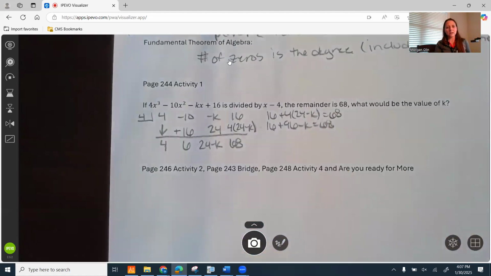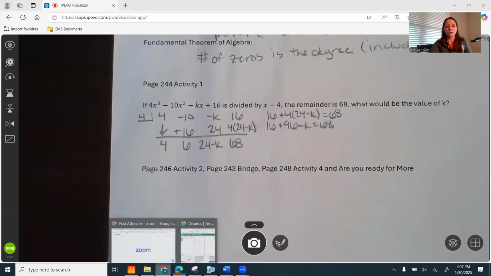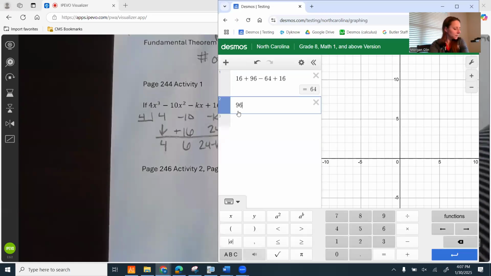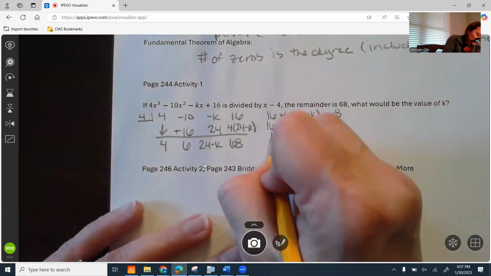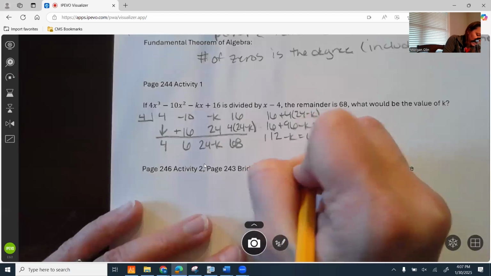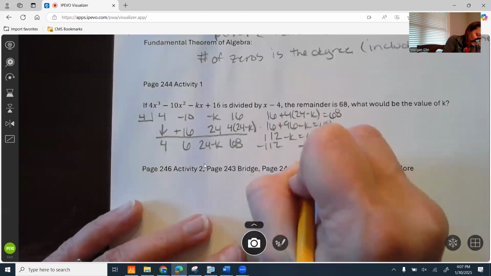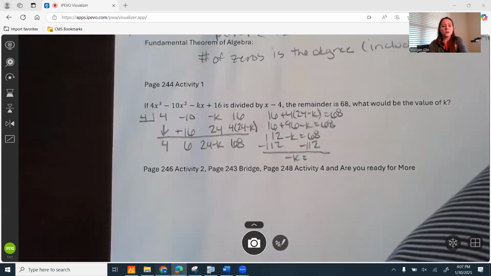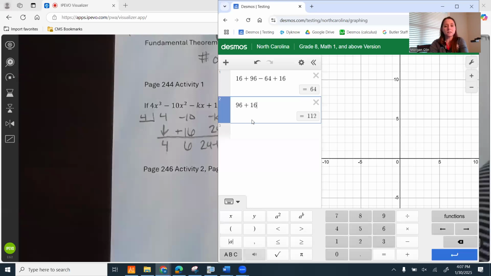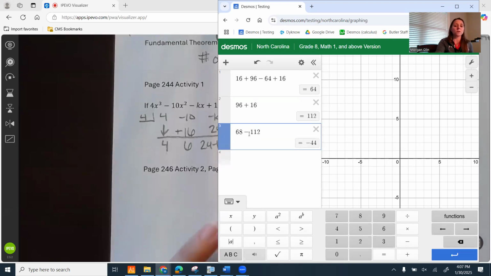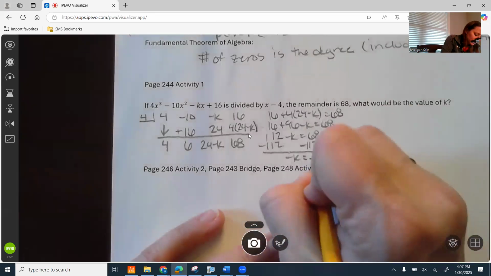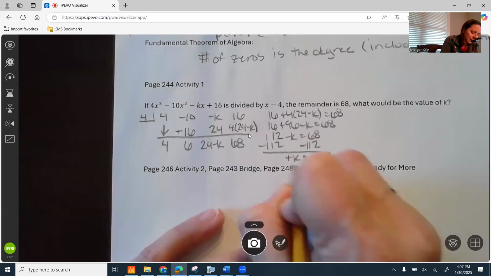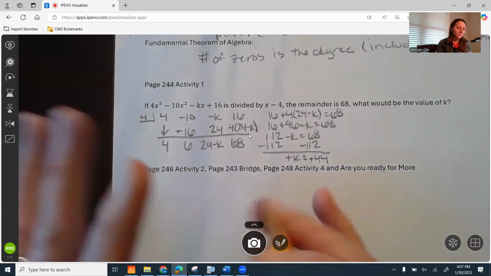All right, let me just do this real quickly. What is 96 plus 16? It gives me 112. So 112 minus k equals 68. Subtract 112. So here if I take 68 minus 112, I get negative 44. And you can see that right here, I can just change the signs, and k equals 44. All right, that's the longer way of doing it.